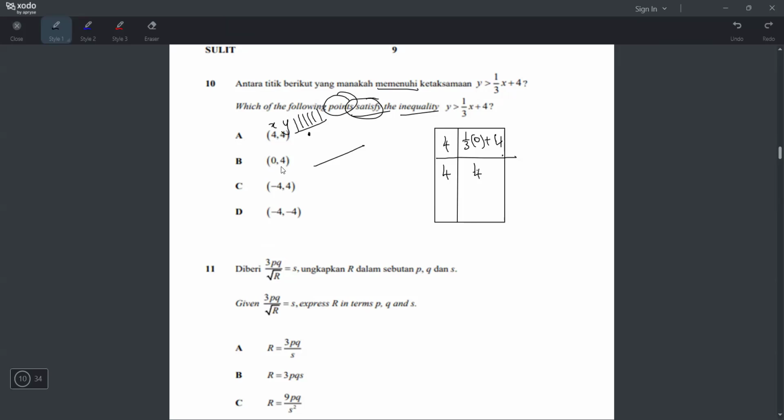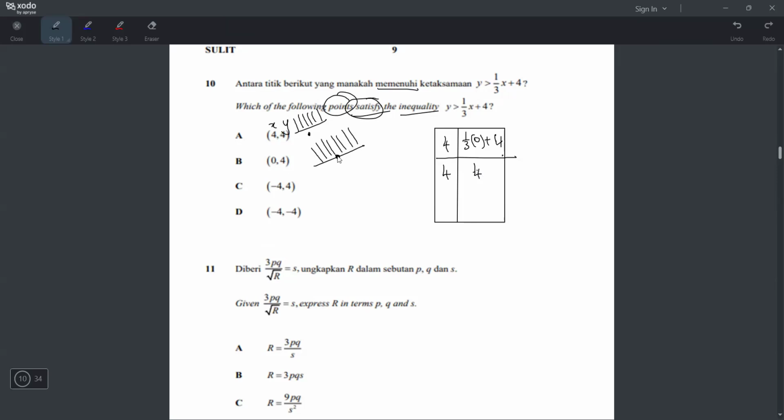This (0, 4), where do you think it is relative to the line? Just now you already substituted inside, and you ended up getting the left hand side and right hand side the same value. If both sides are the same value, it means it is not bigger and not smaller, right? It means (0, 4) is exactly on the line. But the shaded region is above the line, right?